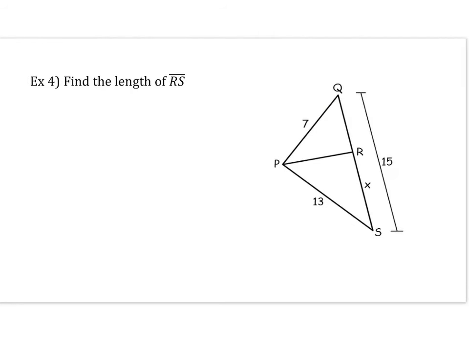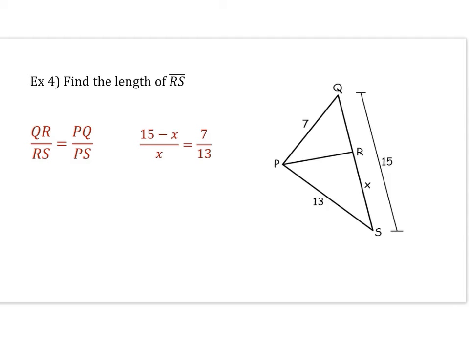Now let's see this theorem in action. Find the length of segment RS. So first start by setting up a proportion. Since PR is our angle bisector, it's cutting through this opposite side, so QR divided by RS equals PQ divided by PS. Next, we would substitute expressions or values.